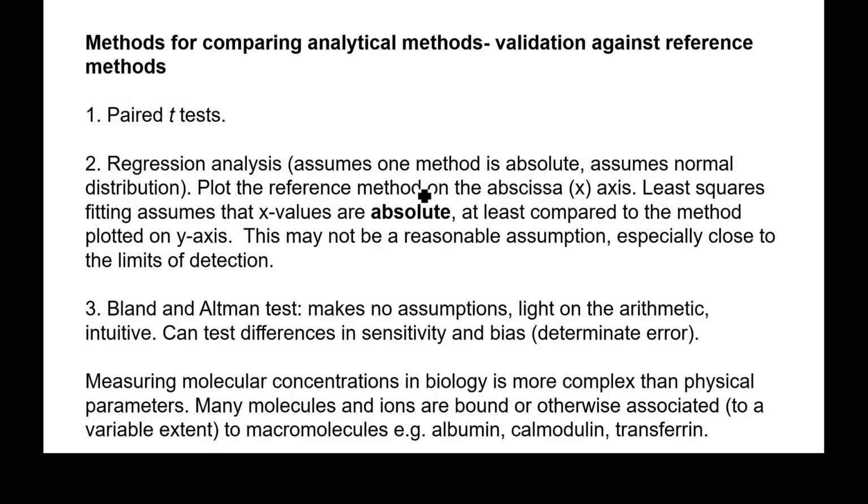Regression analysis similarly assumes that one method is absolute, which is the one that we're plotting on the x-axis, and that you plot your new method on the y-axis, because you're assuming when you do least squares regression that errors only exist in the ordinate axis. And this may not be a reasonable assumption, particularly when you get down to the limits of detection.